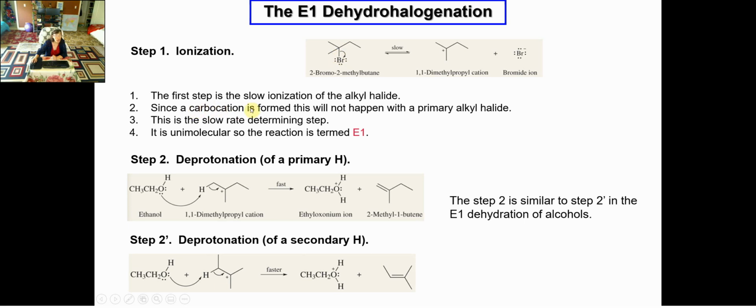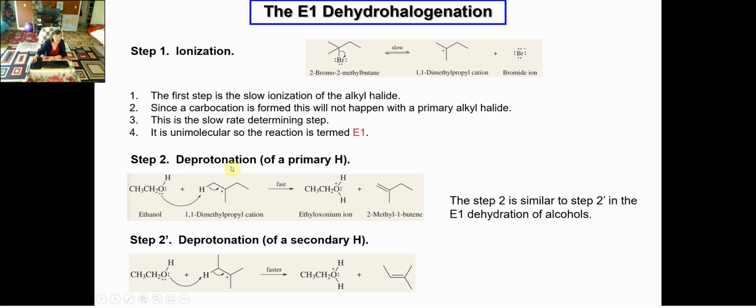Because you form a carbocation, this E1 reaction barely occurs in primary alkyl halides. This step is the slow step, so it's also a unimolecular reaction. So you call it E1. And then there are other types of reaction. You have your alcohol in your solution.